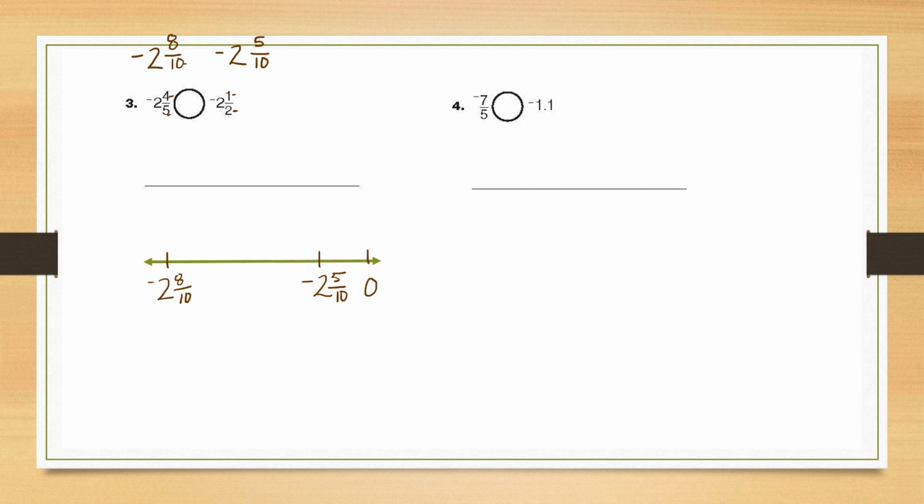So what could go between these two numbers? Well, we have 5/10. We can make it 6/10, 7/10, 8/10. So our answer would be -2 and 7/10, -2 and 6/10. I wrote these as fractions, but you could write them as decimals.